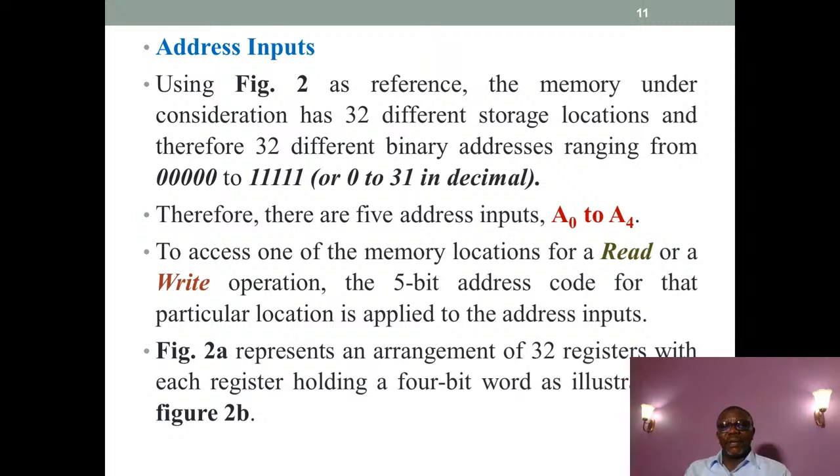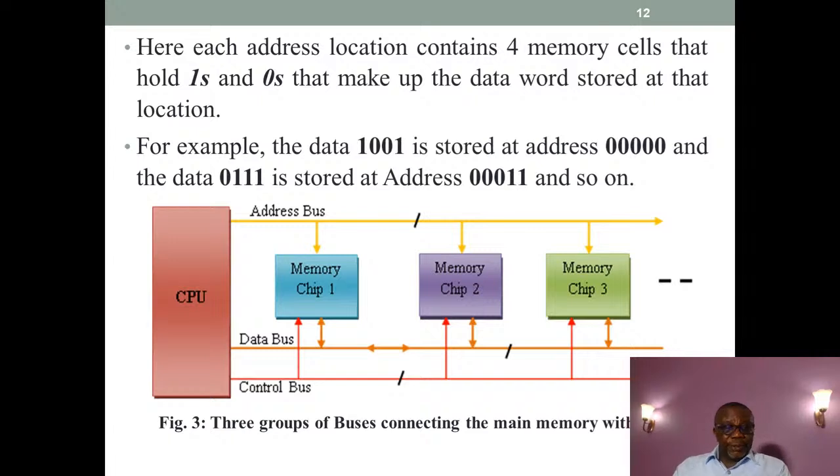To access one of the memory locations for a read or a write operation, the 5-bit address code for that particular location is placed on the address input. Fig 2A, like we have seen, represents an arrangement of the 32 registers with each register holding a 4-bit word, as illustrated in Fig 2B. So we talked of this Fig 3. Here, each address location contains 4 memory cells that hold ones and zeros that make up the data word stored at that location. For example, the data 1001 is stored at address location 00000.